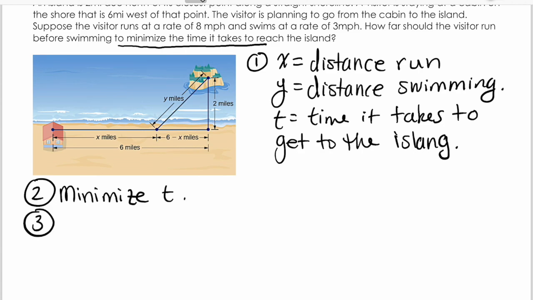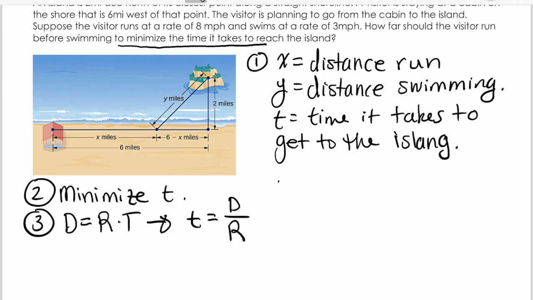Step 3, we want to find an equation that involves these variables. We have the distance is equal to rate times time, and we can solve that for time by dividing both sides by r. So I have that time is equal to distance over the rate. Now, we're going to have 2 times here because we have the time that it takes for him to run and then the time that it takes for him to swim. And when we add that up, that's going to be the total time it takes for him to get to the island.